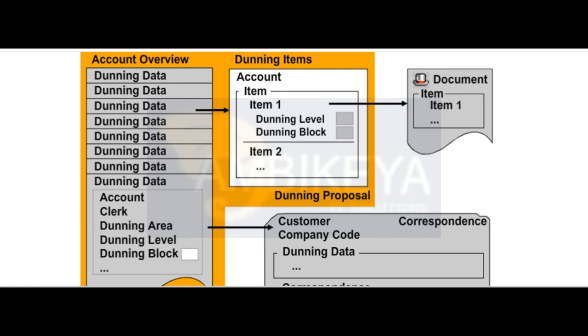Change a document. This change does not apply to the current dunning run. You need to delete and restart the dunning run for the changes to take effect. Only changes in the dunning proposal apply to the current dunning run. You can raise or lower the dunning level as needed in the master data and documents.